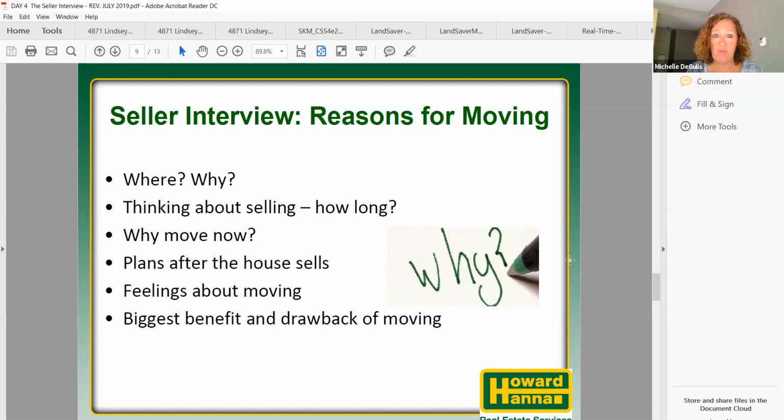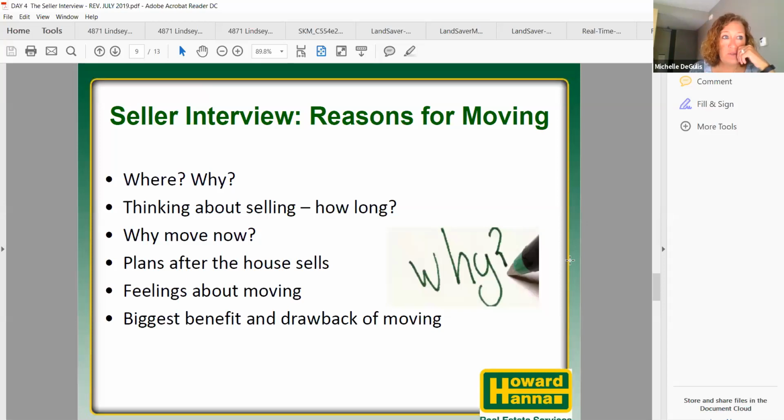Where are they moving and why? We may already know, maybe we're already working with them as a buyer, but as we find out, what are your reasons for moving? It might be that they're right sizing. It might be that the kids have all gone off and are living their own lives, and we're empty nesters and don't need this big house. It could be that they're moving out of state. Find out what their why for moving is. Maybe it's a divorce or a marriage or a baby. Any of those things are their reasons for moving.